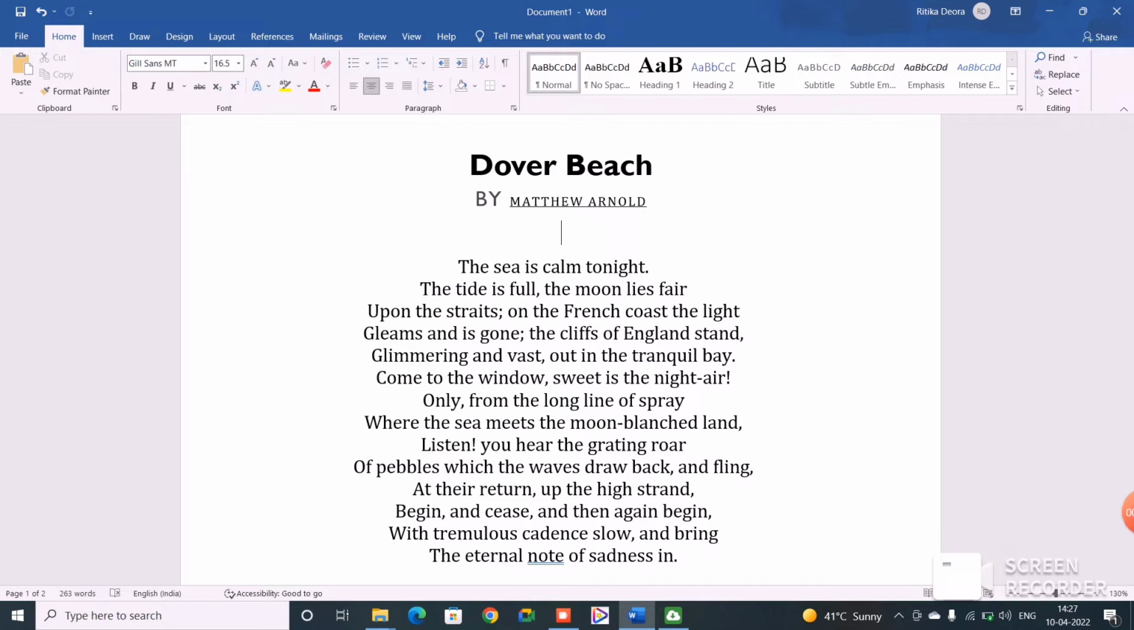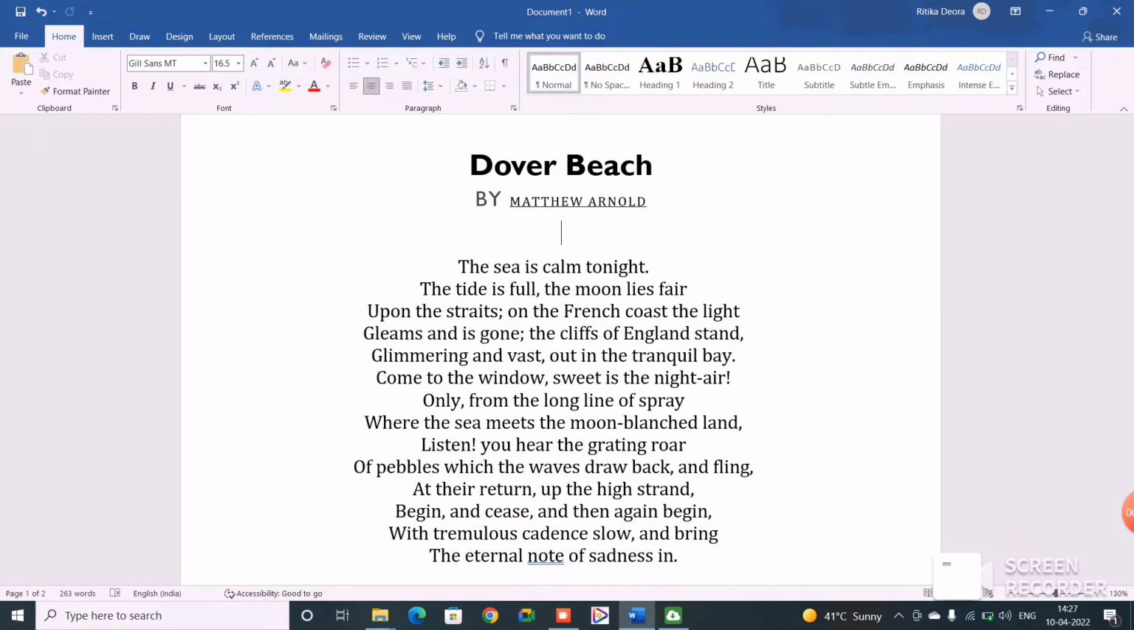Because as we said, the tide is full. So because of the high tides, the vision of the French coast is becoming blur, whereas the cliffs of England stand glimmering and vast, because Dover beach lies along the English coast.